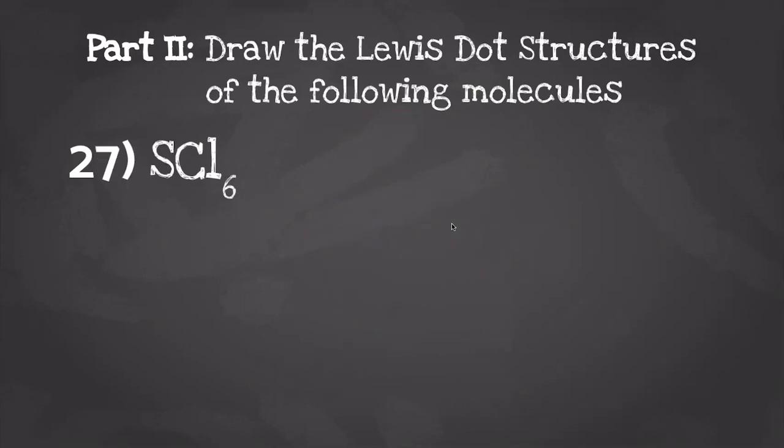Our next one is sulfur hexachloride. So sulfur has 6 valence electrons. And because it has 6 valence electrons, that means it can make a total of 6 bonds. So instead of drawing my sulfur like this, I'm just going to move some of the electrons, space them out, and draw my chlorines around them.